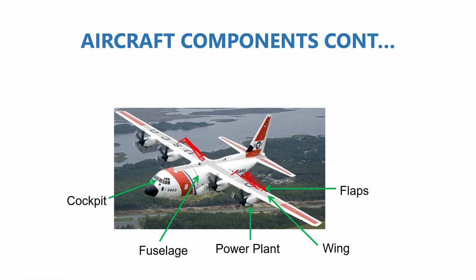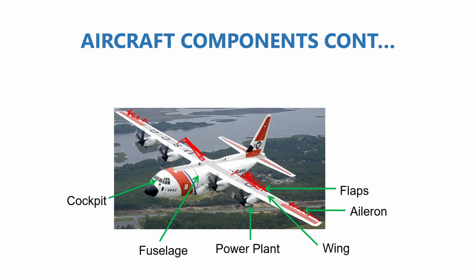Beyond that, we also have our ailerons. The ailerons are usually located in the outboard section over here, and they're also located over here. The ailerons allow us to turn right or left, or what we call roll the aircraft right or left.